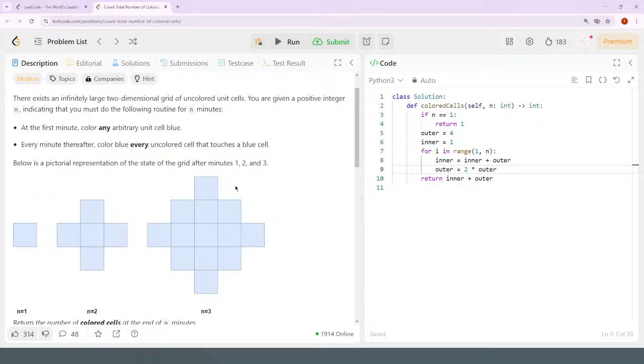Outer is 4 times 4 plus 4 times n minus 1. So the n's are always here, and the middle ones are n minus 1. 4 plus 4 times n minus 1. So shouldn't that just be 4 times n?